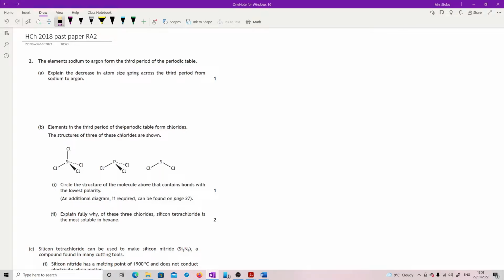Part question 2. Okay, still in the 2018 part question 2. Elements sodium to argon form the third period of the periodic table. Explain the decrease in atom size going across the third period from sodium to argon.